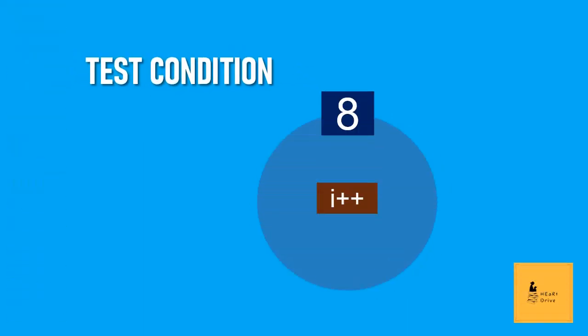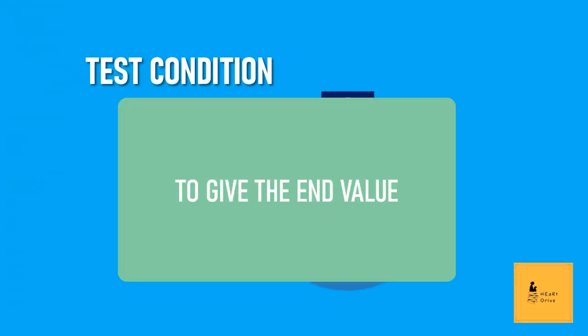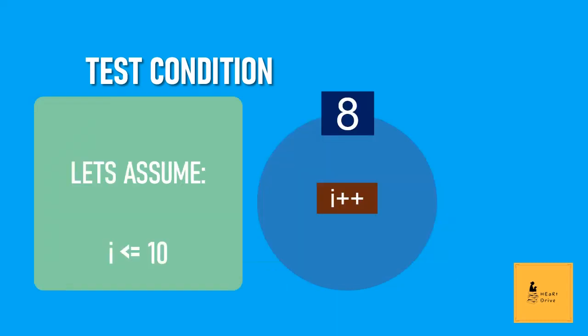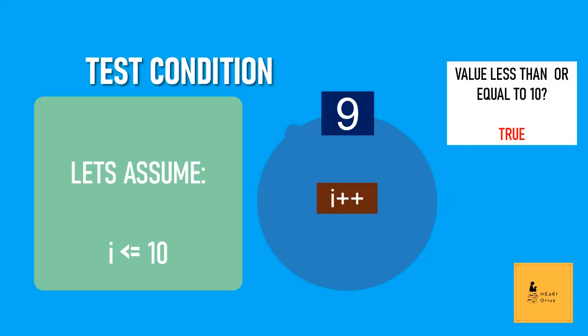Test condition. Test condition is the place where the end value of the loop will be given. If 10 is set as end value, every time the loop executes, the start value will be compared with end value. If the condition stays true, loop will be executed. If the condition goes false, loop ends.